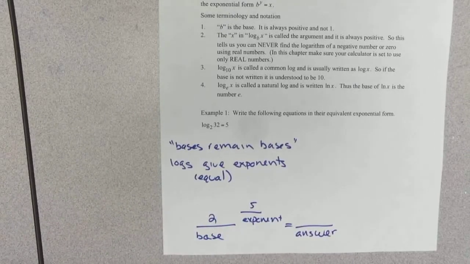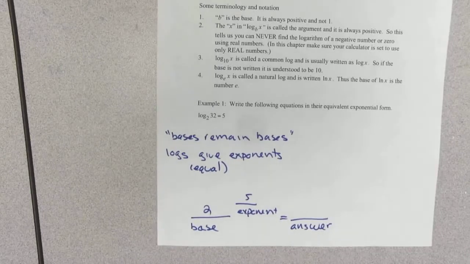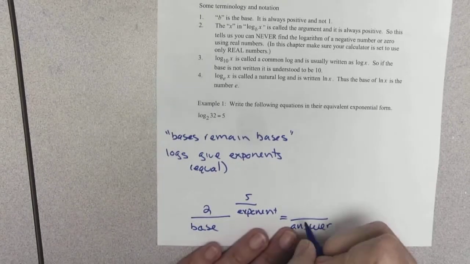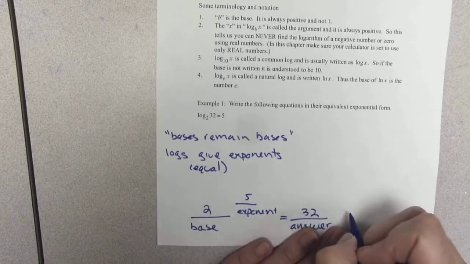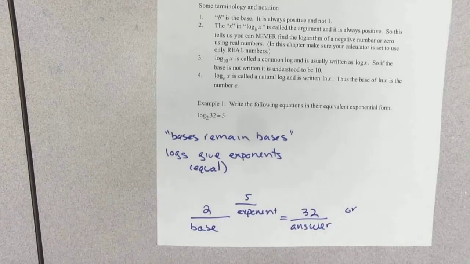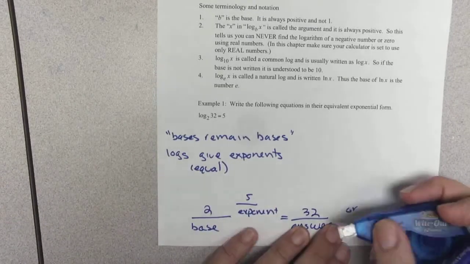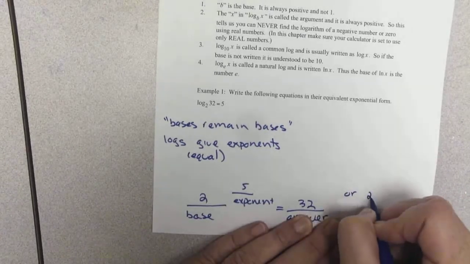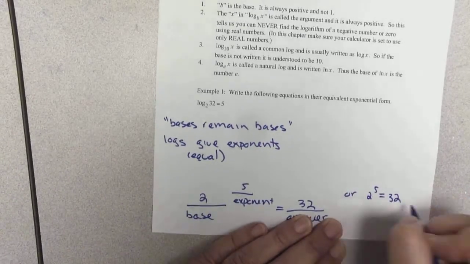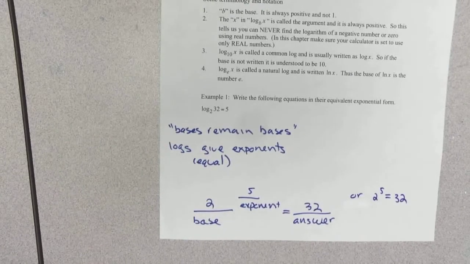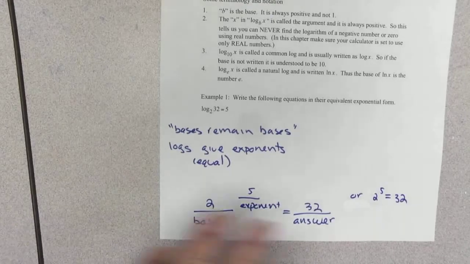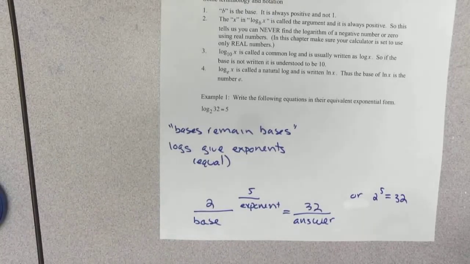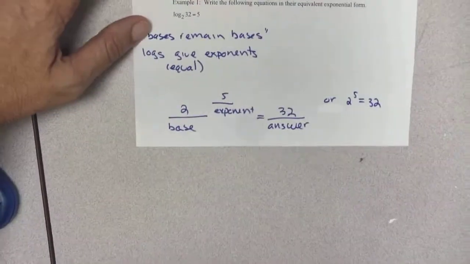Then I only have one number I haven't used and one answer blank left. So 32. Or making it look a little prettier, getting rid of my fill in the blank structure, 2 to the 5th equals 32. And notice that is self-checking. 2 to the 5th is 32. So if you have one that involves only numbers, it should self-check. On to the next one.